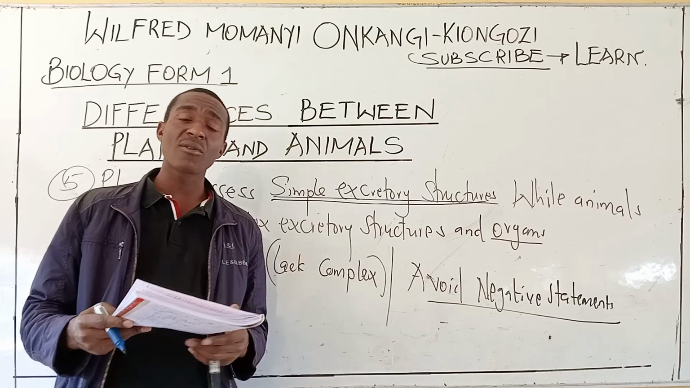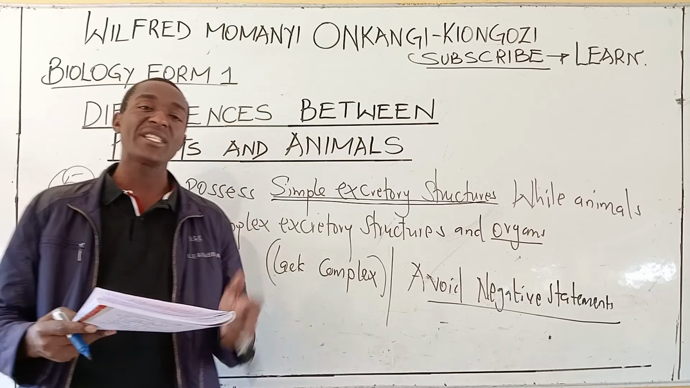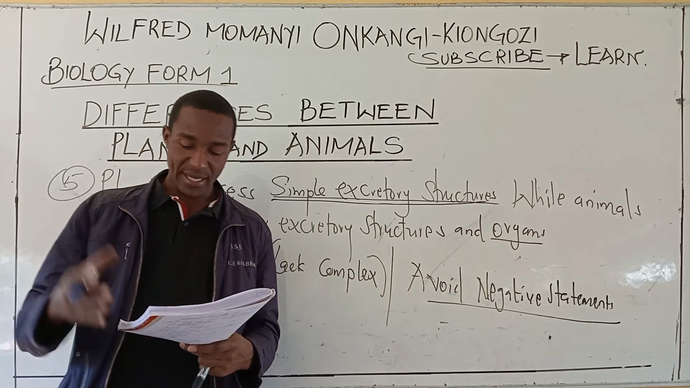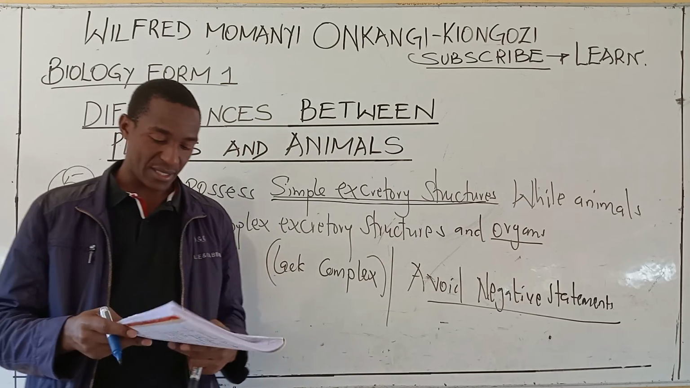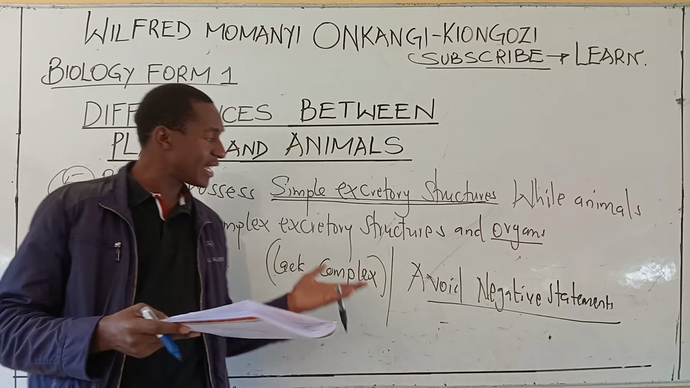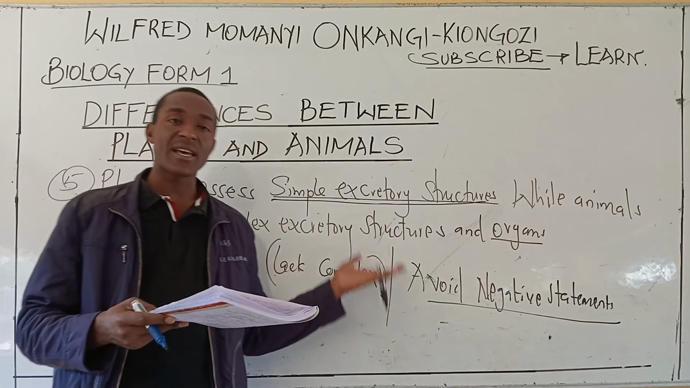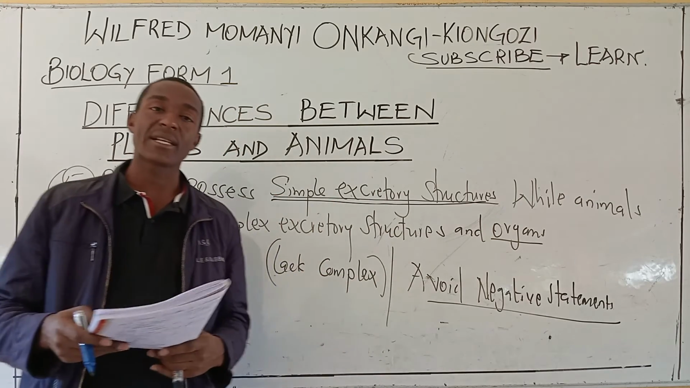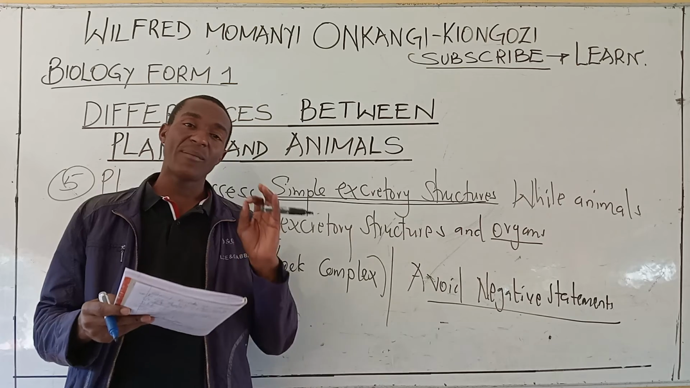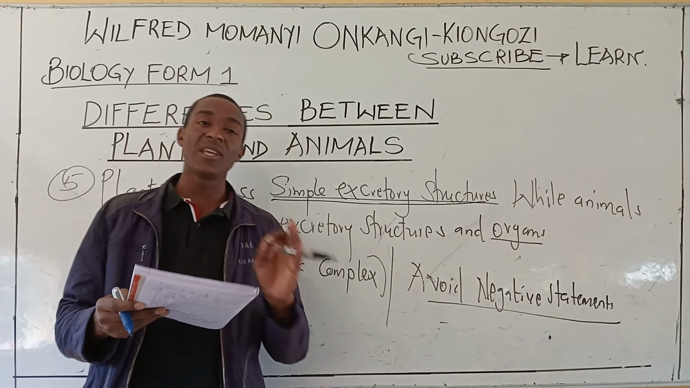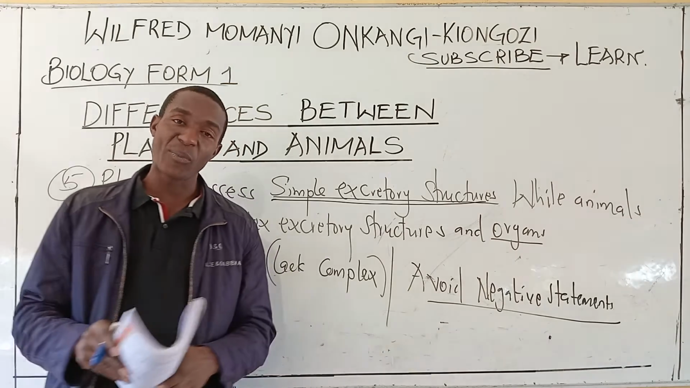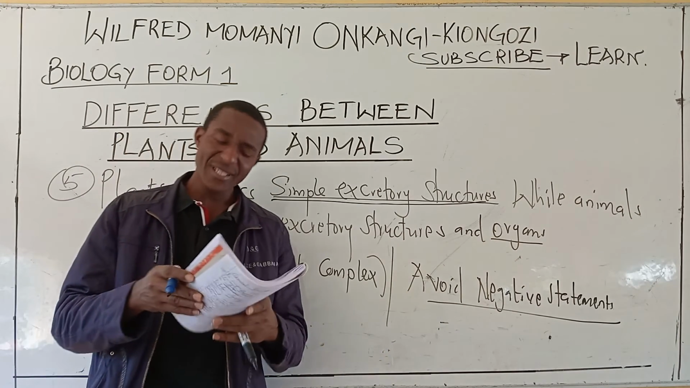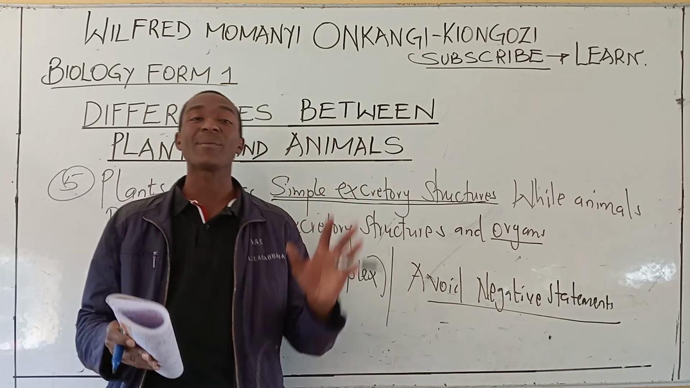Number 4 was about growth. Growth takes place in meristematic regions in plants, while in animals it takes place all over the body. All the cells grow at the same time. Then finally is about having simple or complex excretory structures, and we've said plants possess simple excretory structures while animals possess complex excretory structures. So that marks the end of chapter 1.